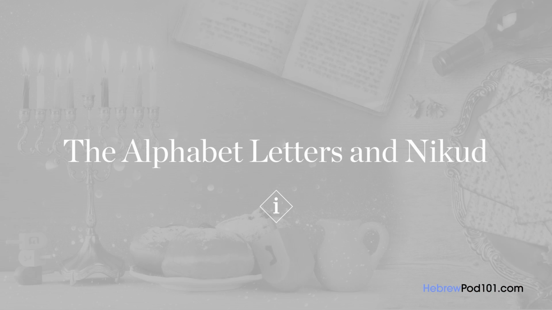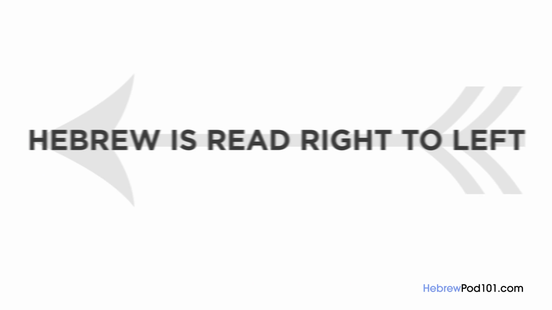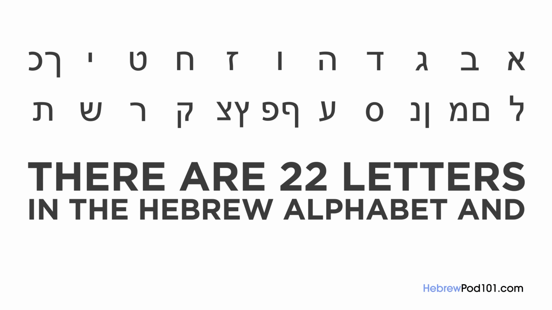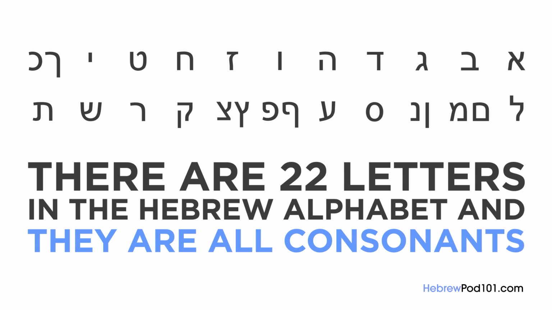One thing you don't have to worry about in Hebrew is capital letters. There's only one case for letters in Hebrew. Here's some general information about Hebrew letters. Hebrew is read right to left, the opposite of English. There are 22 letters in the Hebrew alphabet, and they are all consonants.